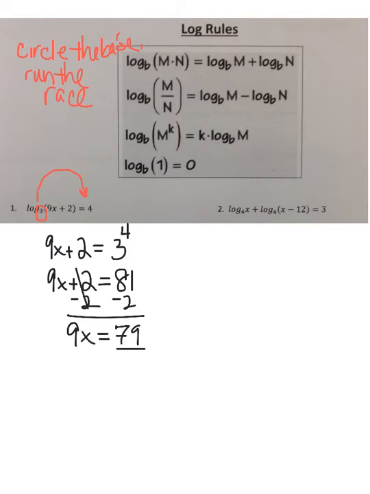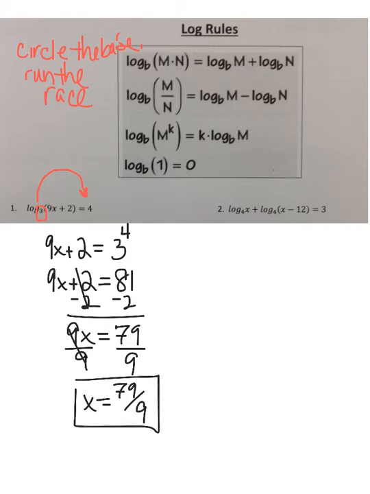Oh, that's not pretty. And then we just divide it by 9. So we have x equals 79 over 9. Now, listen, directions don't tell you what you should round to or anything, so if it doesn't say, I would always leave it as a fraction.